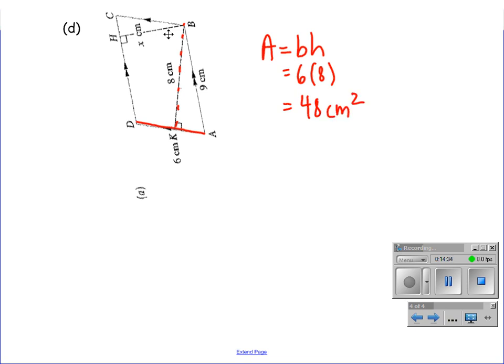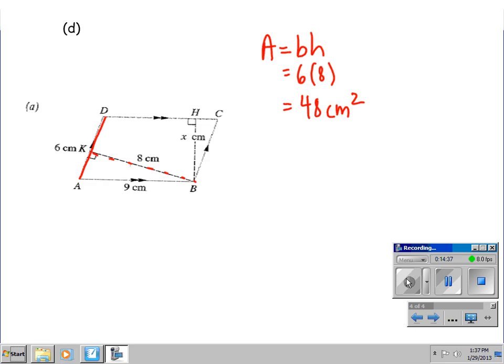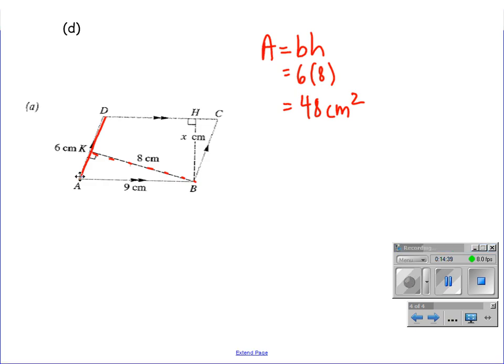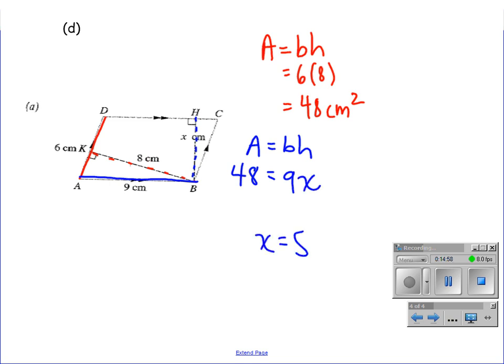Now hold on, I want to put it back. Okay, so we reoriented, and now this time we can say, all right, I'm going to use this side as the base, and this is my height, and I know my area hasn't changed. So I use the same formula, base times height. I know the area is 48. The base this time is 9. The height is x. Now you can solve, and when you do, you get x equals 5.